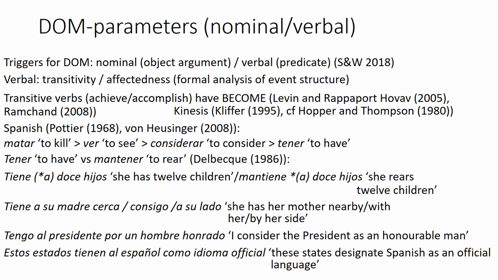Tengo al presidente por hombre honrado. This really means I consider, rather than possess. I consider the president an honorable man. Also, estos estados tienen al español como idioma oficial. So these states tienen al español, they designate Spanish as an official language. Again, it's stronger than merely having, it's designating, which also entails some kinesis. And the examples, despite being the same verb, tener, also employ a, which shows that transitivity, effectiveness, does seem to be another important factor that conditions a.